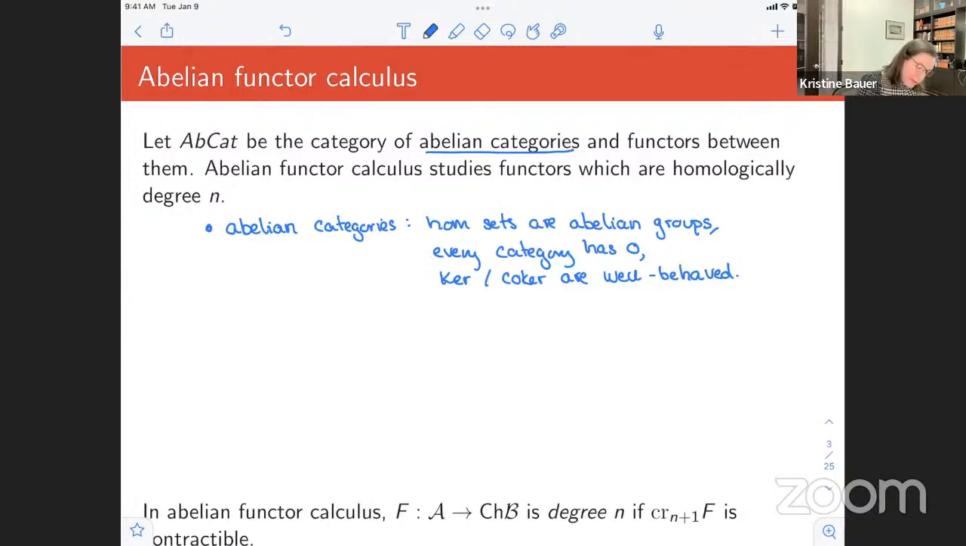So to say that something is homologically degree n is going to use the Eilenberg-MacLane notion of cross effects, which we've been hearing about from Christine Vespa this week. So let me just remind you that the first few cross effects are defined as follows. Given a functor f from an abelian category A to an abelian category B, then f of x is isomorphic to, well, the zero object splits off. The value of f at zero splits off, and what's left over is the first cross effect. So that the first cross effect is detecting the failure of f to be reduced.